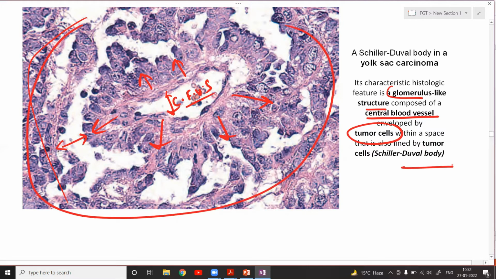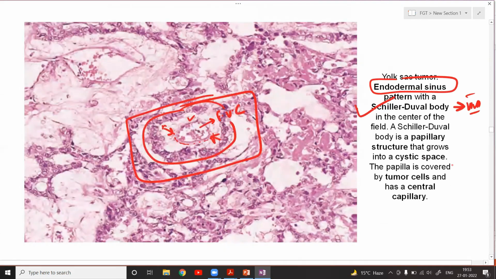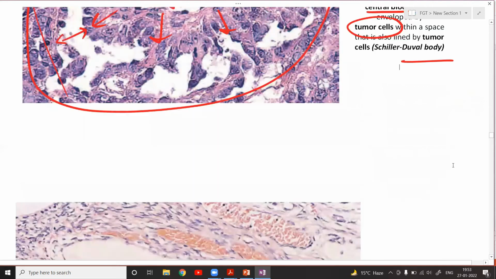Yes, and around that, again, they are enclosed by the same tumor cells. Okay, this is what is called a Schiller-Duval body, which is characteristic of yolk sac carcinoma, not seen in every yolk sac tumor, and basically it is seen in the endodermal sinus pattern. That is why the yolk sac tumors are also called endodermal sinus tumors. Is this very clear to everyone? Any doubts over here? Yes?